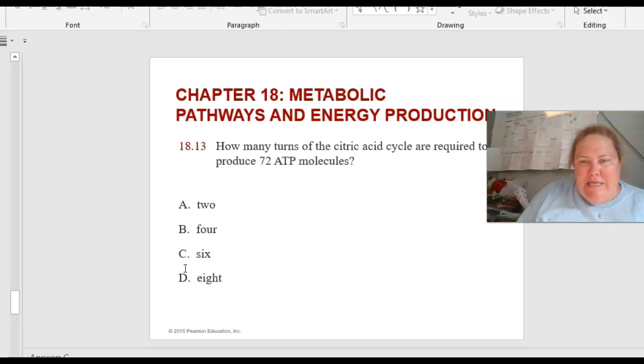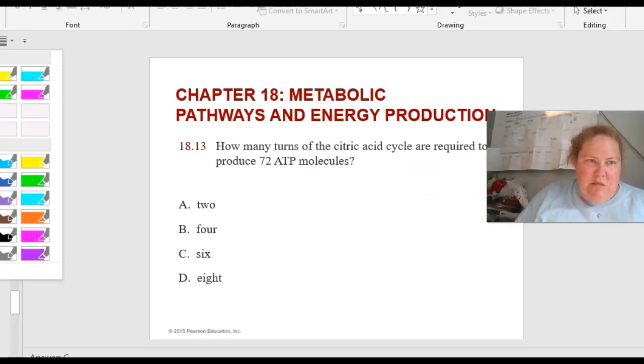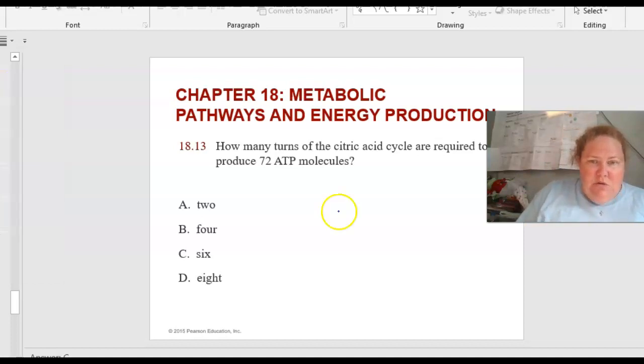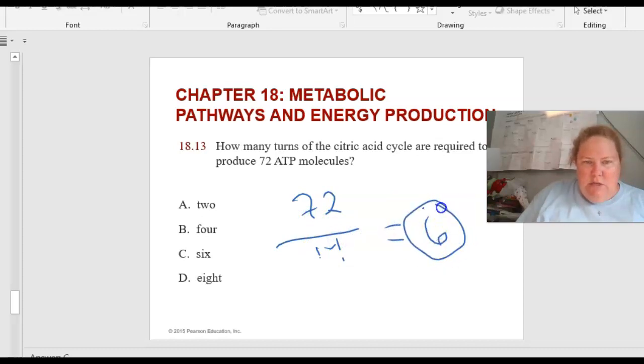How many turns of the citric acid cycle are required to produce 72 ATP molecules? Remember, the formula is the rounds times 14, which would give you ATP. So you can do it backwards too. If you do 72 divided by 14, that should give you 6, right? So 6 is going to be your answer.